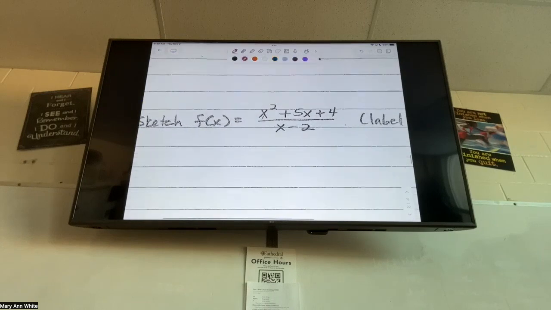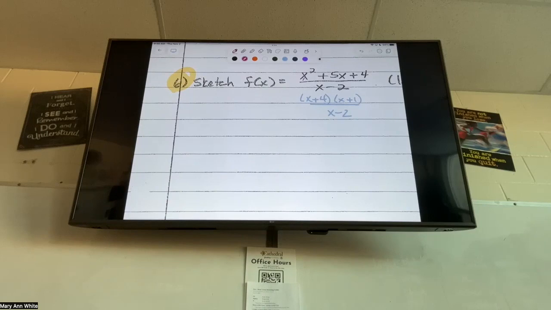So we're going to factor this, it becomes x plus 4, x plus 1, I think. And then x minus 2. Can you cancel anything? No, so are there any holes on this graph? No holes. If you want, you can make note of that. You don't have to, but if you want, you can.